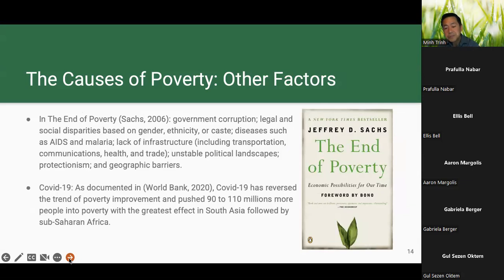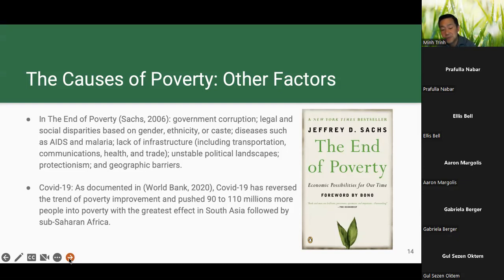So, other factors. In this book that I highly recommend, by Professor Jeffrey Sachs, now at Columbia, he talks about the end of poverty. He mentions other factors: government corruption, legal and social disparities based on gender, ethnicity, or caste. Some castes have better privileges than others, or by religion, ethnicity. Disease also can affect poverty. Lack of infrastructure, we talked about that. Unstable political landscapes, where you have political coups all the time, protectionism, geographic barriers.